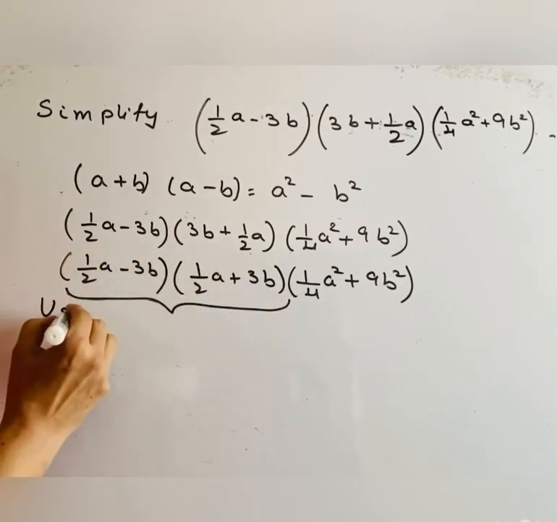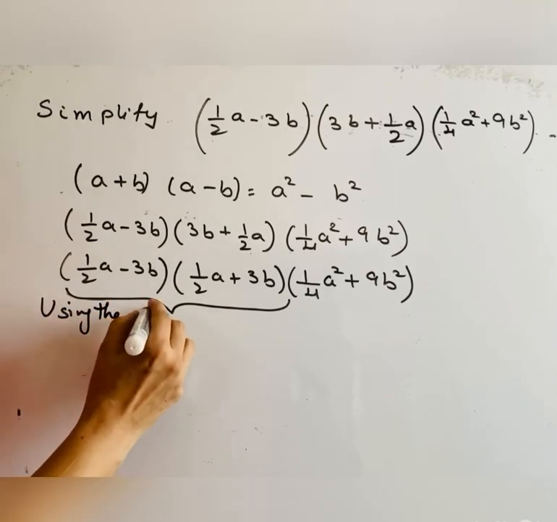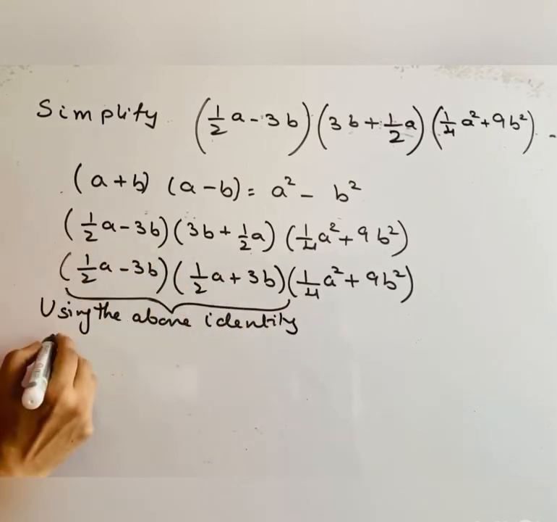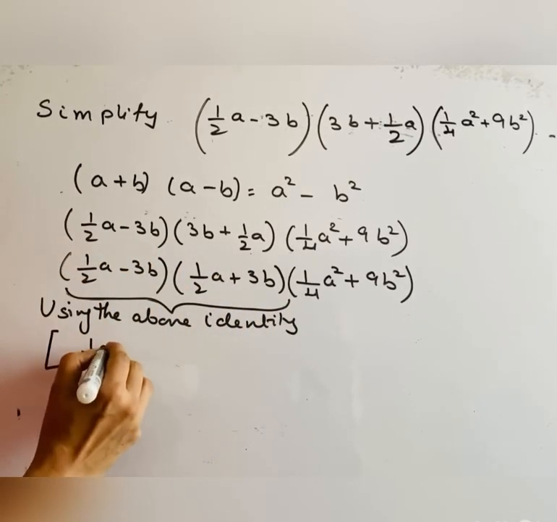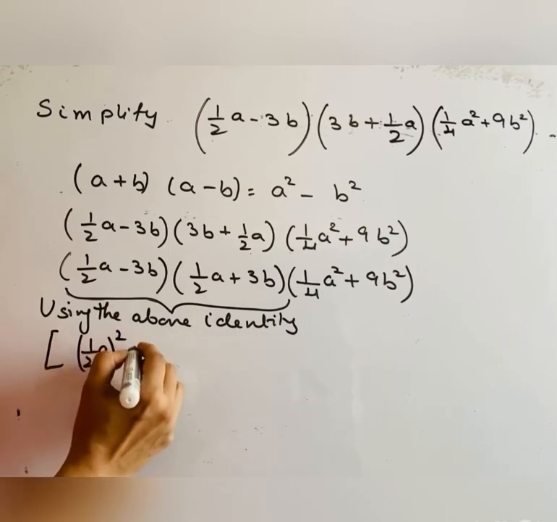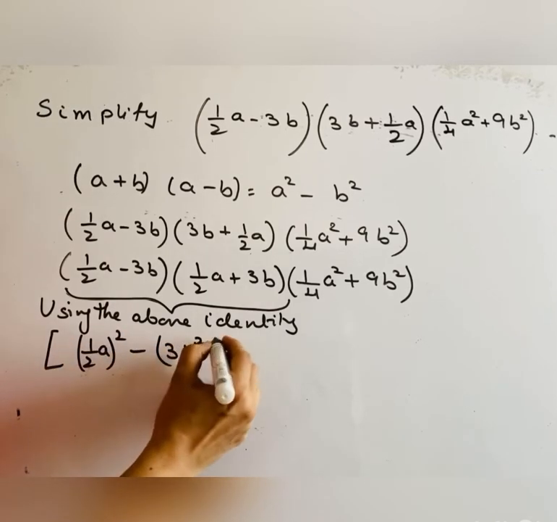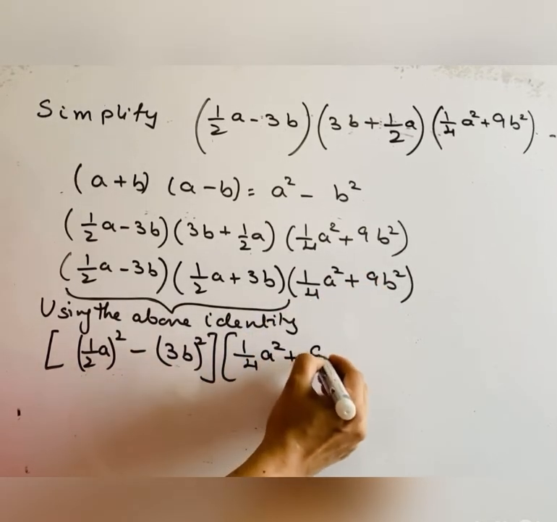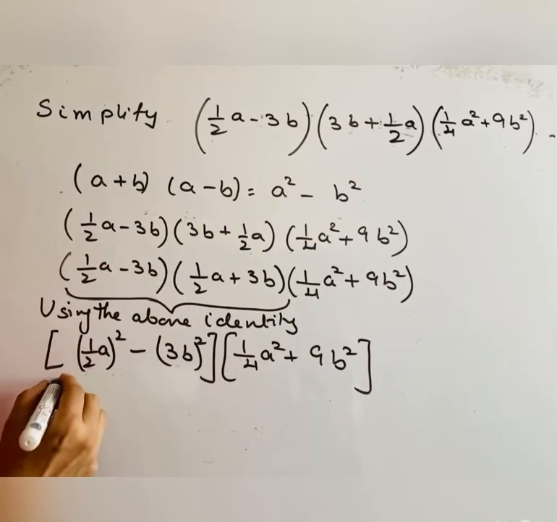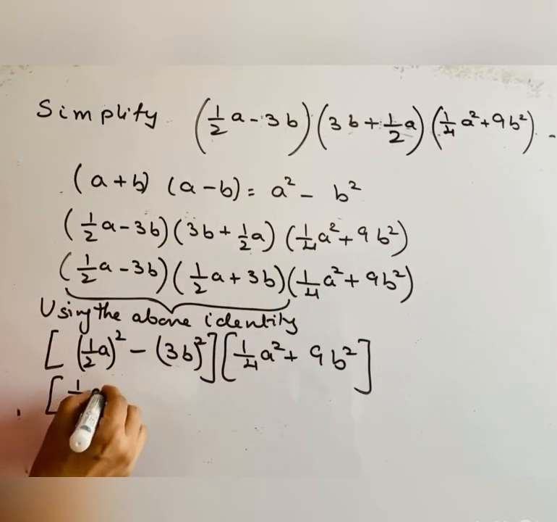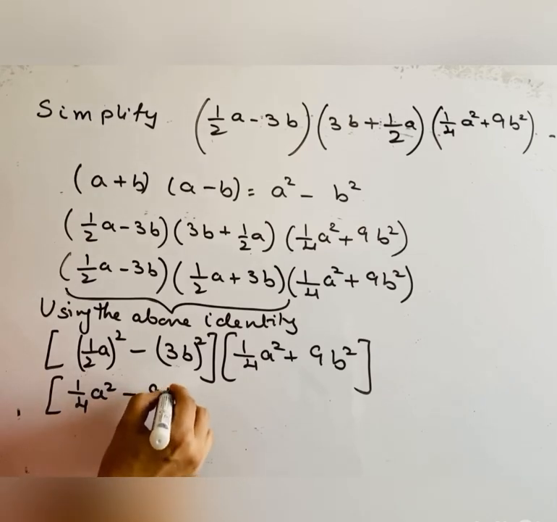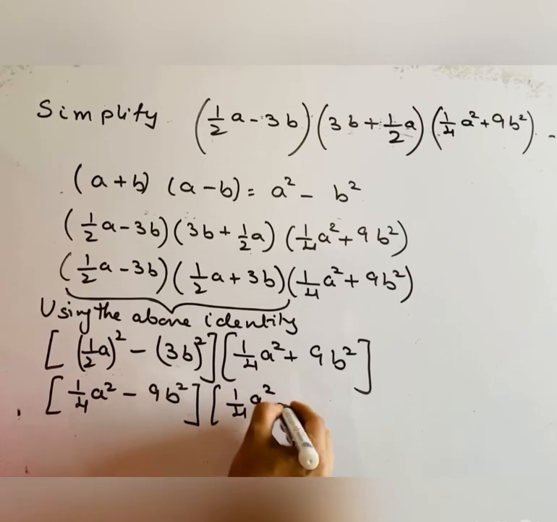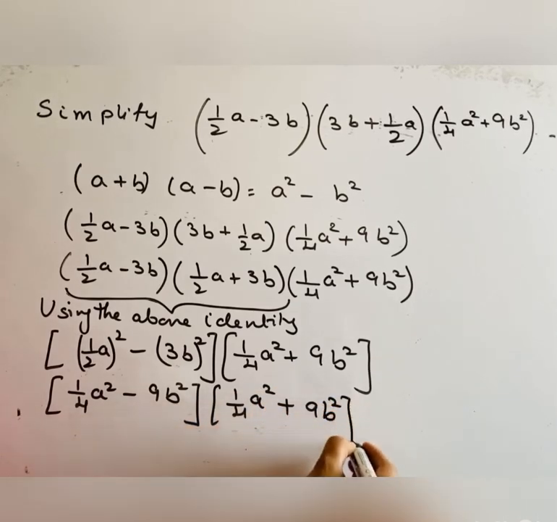So using the above identity, these two will become, I am putting the square bracket, (1/2 a)² - (3b)², and this bracket will come as it is. So now this is 1/4 a² when we take the square, and this is 9b², and then (1/4 a² + 9b²).